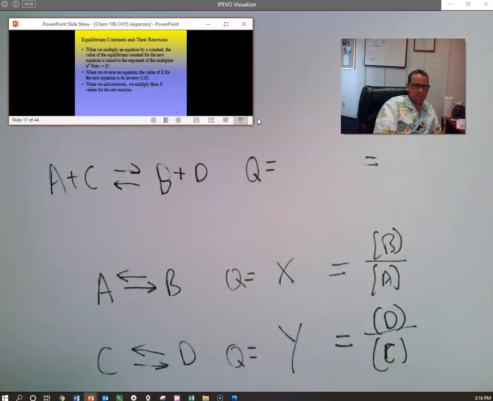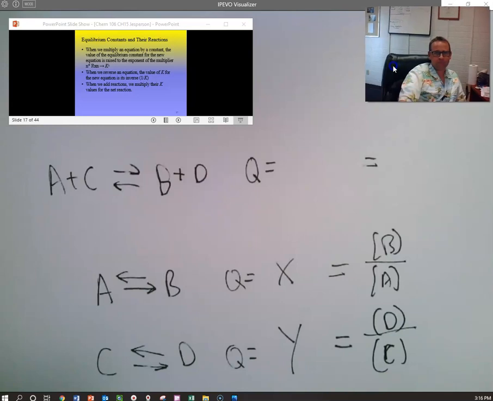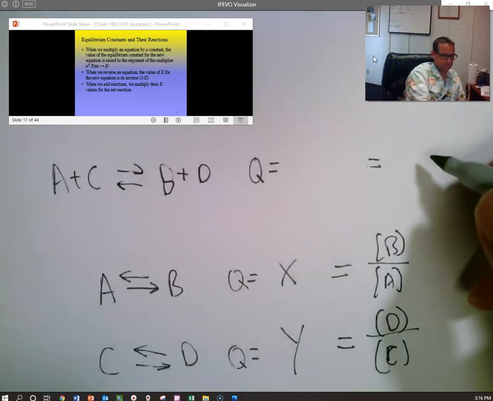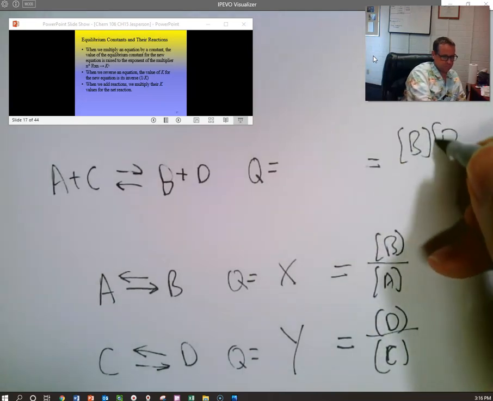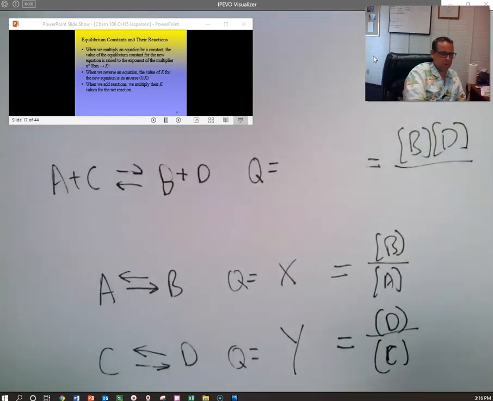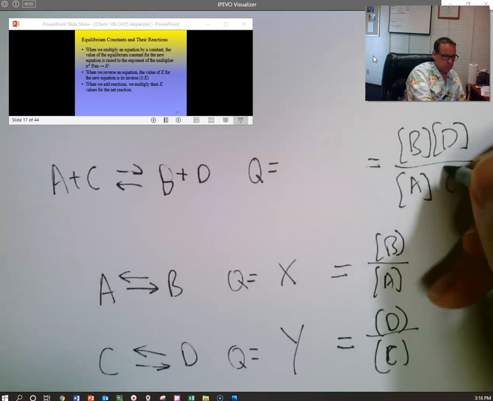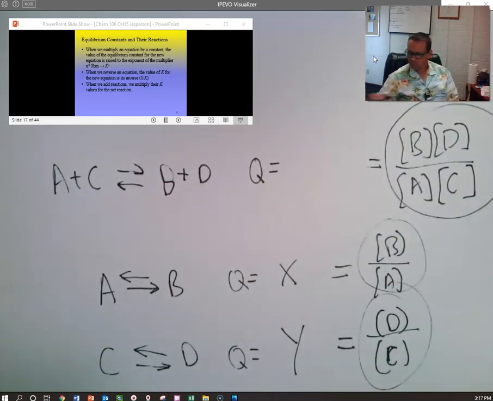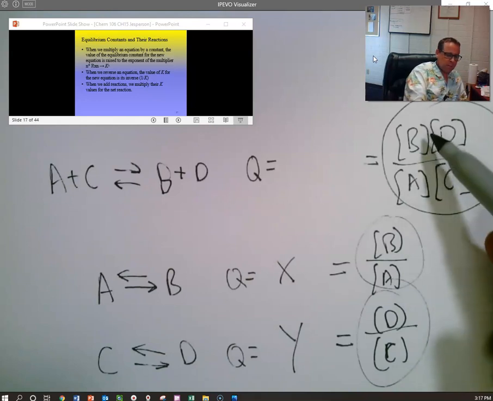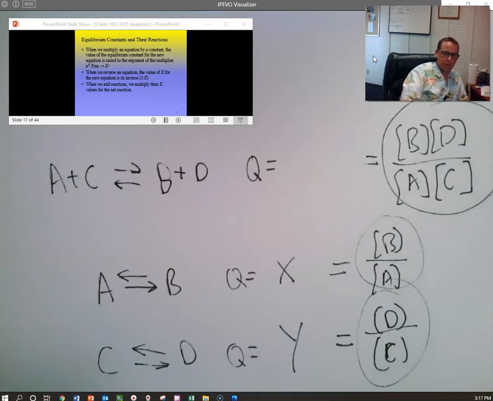Okay. What is this top one going to be? Concentration of B times concentration of D over concentration of A times concentration of C. Okay. So how does this compare to these over here? It kind of looks like you just put them together if you added them. Did we add them? Or did we multiply them? Do you remember? Yeah, multiplied.